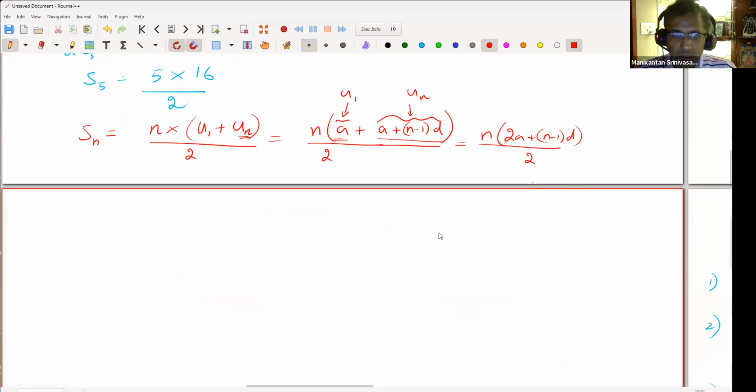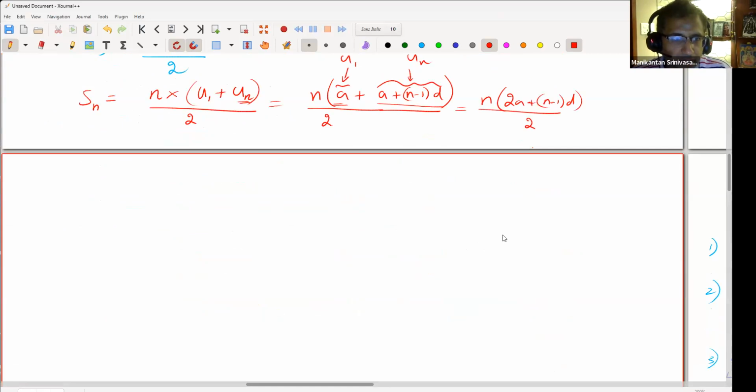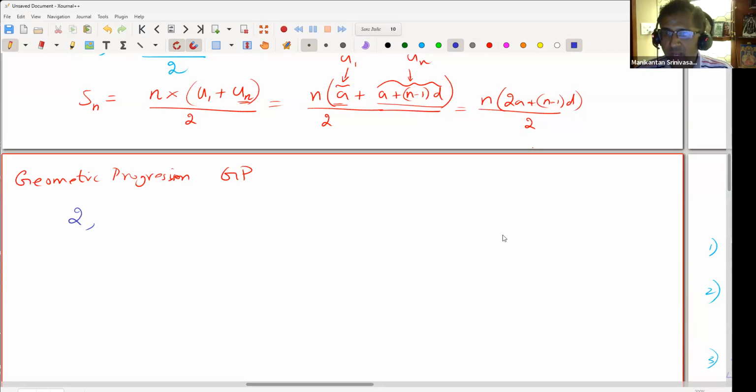Okay, let's go on. So the other important sequence is the geometric sequence or the geometric progression, also known as GP. So in a GP, what happens? You start with some term, and then instead of additive hops, you have multiplicative hops. Let's say 2, 6, 18, 54, and 54 times 3 is how much? 162, and so on.